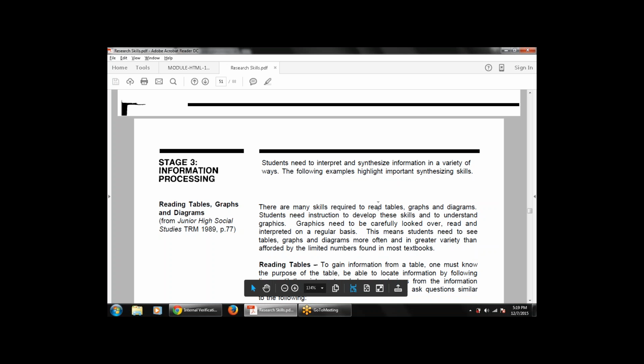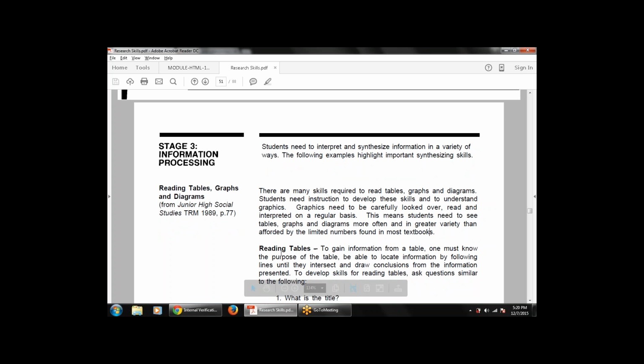So there are many skills required to read the tables, graphs and diagrams, and students need instruction to develop these skills and to understand the graphics. The graphics need to be carefully looked over, read and interpreted on a regular basis. That means students need to see tables, graphs and diagrams more often and in greater variety than afforded by the limited number found in most textbooks.